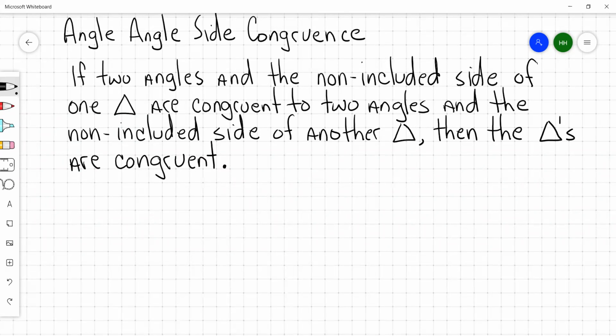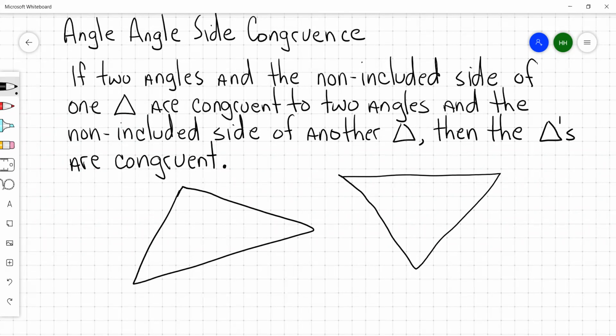So draw your two triangles again. We'll label them BMO and TSR, and we're going to go two angles and a non-included side. So we go angle, angle, side. The side now is not touching both of the angles. Angle, angle, side, congruent to angle, angle, non-included side. There's your picture.